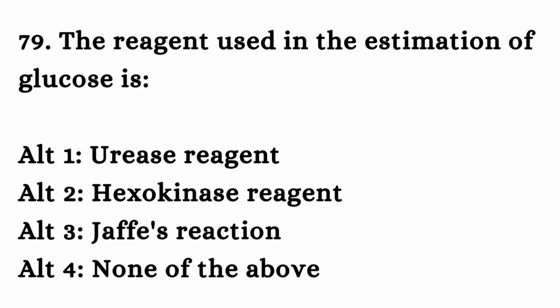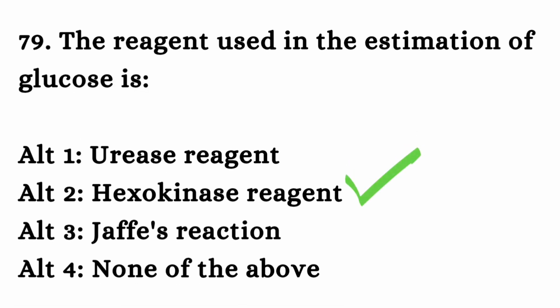Question number 79. The reagent used in the estimation of glucose is option 1 urease reagent, option 2 hexokinase reagent, option 3 JAVS reaction, option 4 none of the above. The right answer is option 2 hexokinase reagent. The reagent used for the estimation of glucose is hexokinase reagent. We use the hexokinase method, so the reagent is hexokinase.